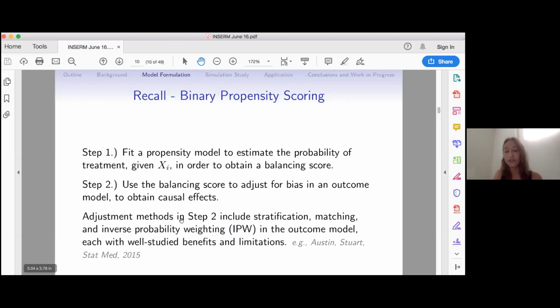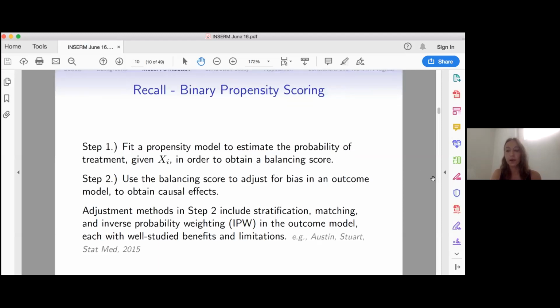Okay, so adjustment methods that we use in step 2 in a mortality model, for example, a logistic regression for mortality, you may stratify, you may match patients, or you may weight patients in that outcome model. All have their well-studied benefits and limitations in the binary setting. Okay, so step 1, fit a propensity model, such as logistic regression, get your p hat, and then stratify on that p hat, or match on that p hat, or weight on that p hat. That's step 2.